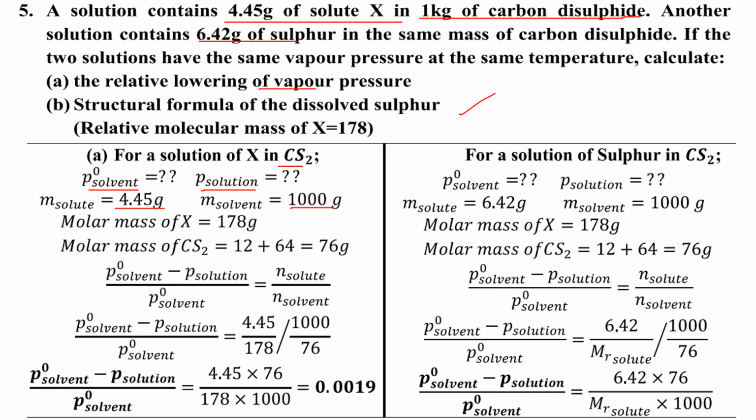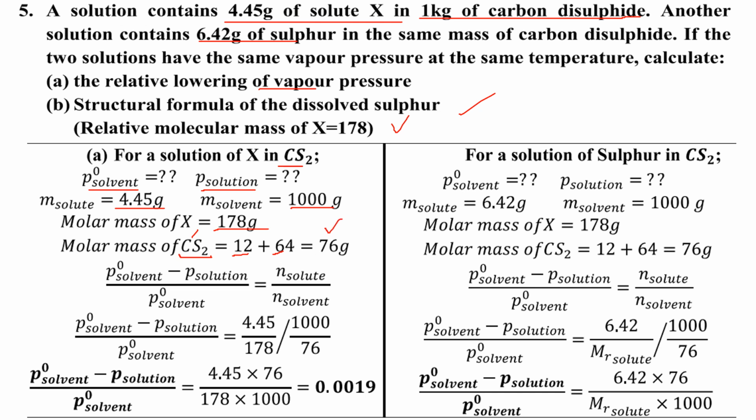We are being told in the question that the molar mass of X is equal to 178 grams. And the molar mass of our solvent is going to be calculated because we know the molecular formula of carbon disulfide, which is going to be 12 times 1 because the carbon atom is 1, plus 2 times 32, which is 64. Once you add up the two, you're going to end up with 76 grams.